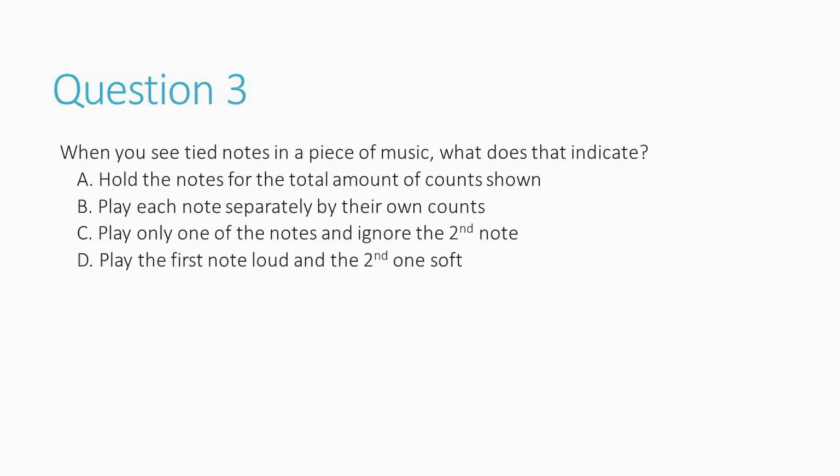Question 3. When you see tied notes in a piece of music, what does that indicate? A. Hold the notes for the total amount of counts shown. B. Play each note separately by their own counts. C. Play only one of the notes and ignore the second note. Or D. Play the first note loud and the second one soft. The correct answer is A. Hold the notes for the total amount of counts shown.